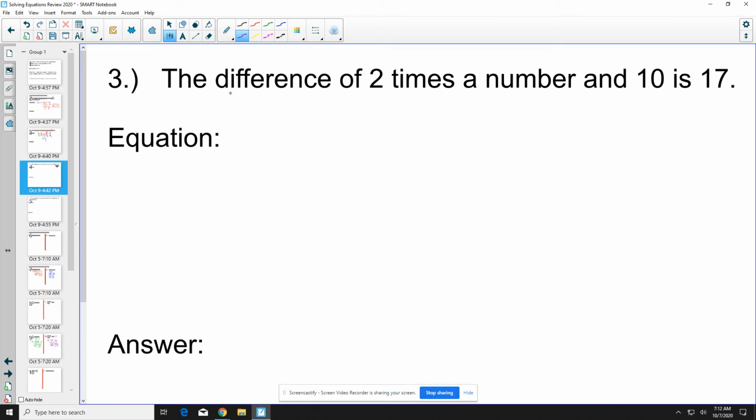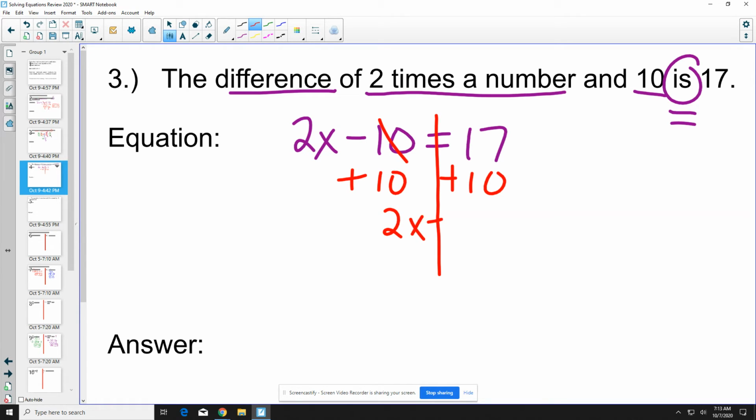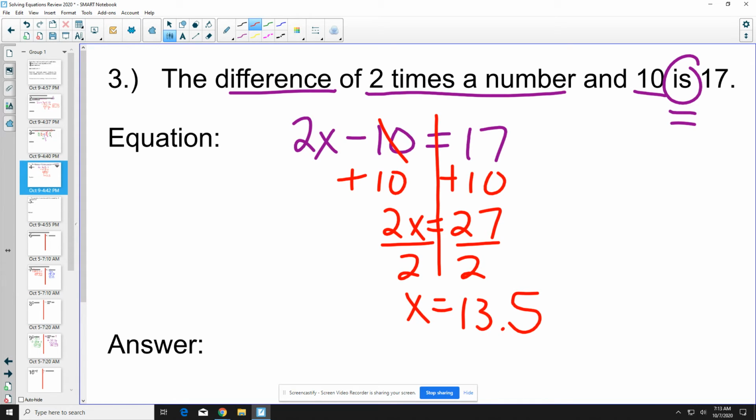All right, let's see how we did. Difference means subtract. So what am I subtracting? 2 times a number and 10. 2 times a number would be like a 2x. And I'm subtracting 10. Is tells us to write the equal sign, so equals 17. Was that the equation you had? All right, now let's solve it. What's our first step? Add 10, right, so we're going to add 10. We'll get 2x equals 27. What's our second step? Divide by 2, good. So x would equal 13.5.